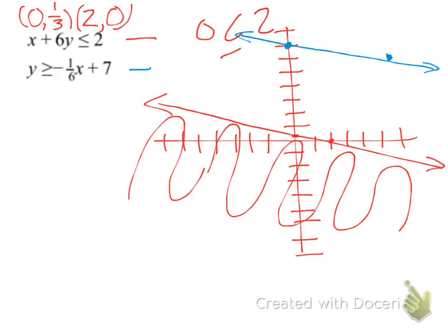So, what we have is this. Now, again, I can use 0, 0. But when I use 0, 0 on this particular problem, I can't just cancel the whole entire side. I might want to write this in. Is 0 greater than or equal to negative 1/6 times 0, which is 0? Yes. Plus 7. Is that true? Is 0 greater than or equal to 7? No. That means I'm not shading down here. I need to shade above.